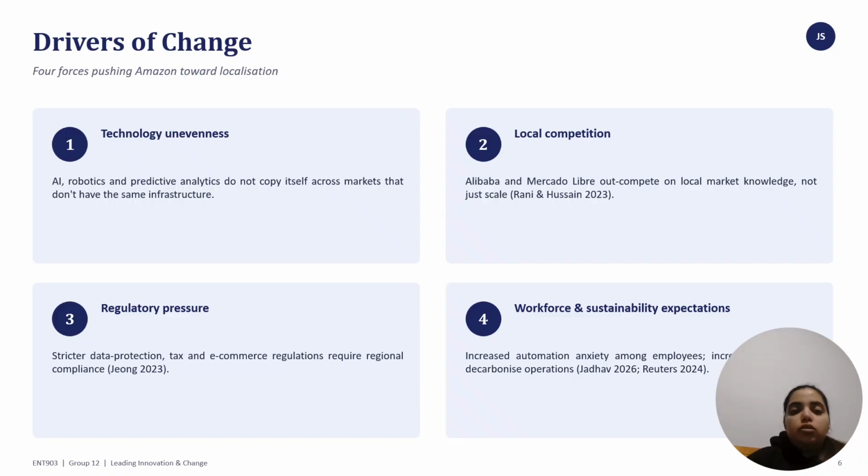So now I will tell about the drivers of change. Four forces are pushing Amazon towards change. Firstly, technological unevenness. AI and predictive analysis don't automatically transfer to markets with different infrastructure. Second, local competition. Rivals like Alibaba and others win on local market knowledge, not just scale. Third, regulatory pressure. Tougher data protection and digital trade rules require region-aware compliance. And fourth, workforce and sustainability expectations: rising automation anxiety among staff alongside growing pressure to decarbonize. Innovation here has to solve technological, competitive, regulatory, and human problems together, not in isolation.